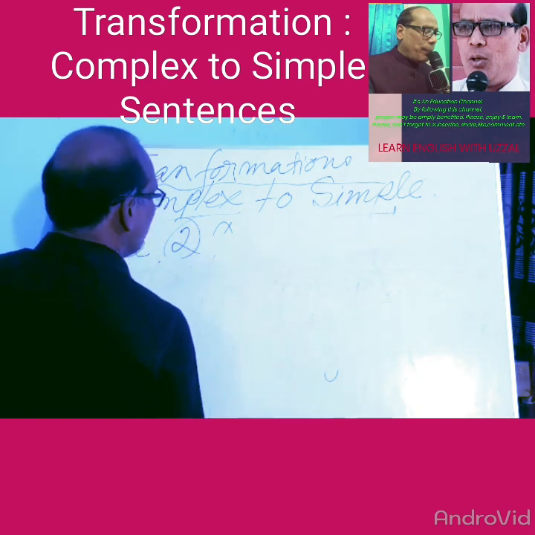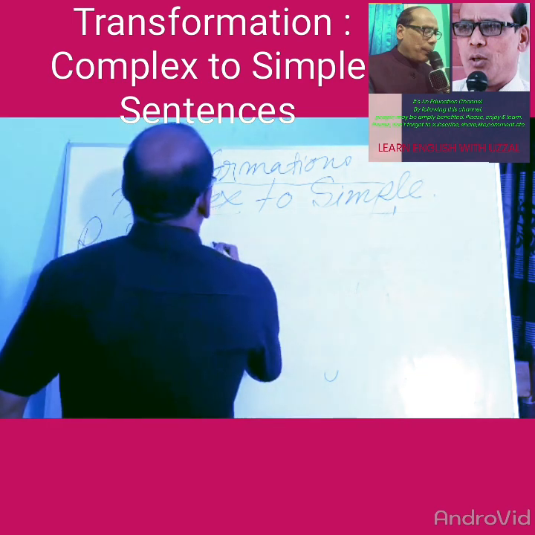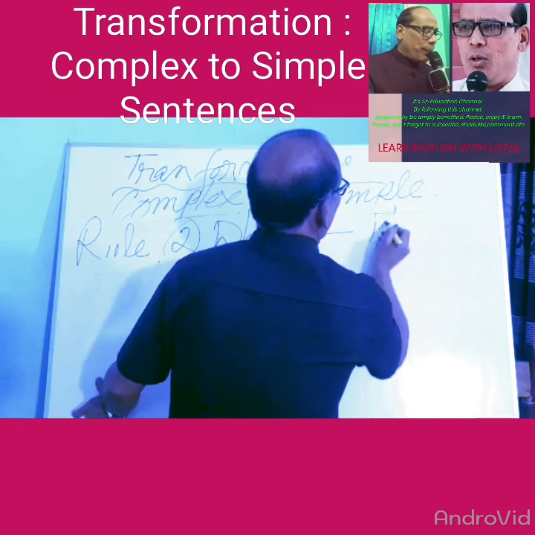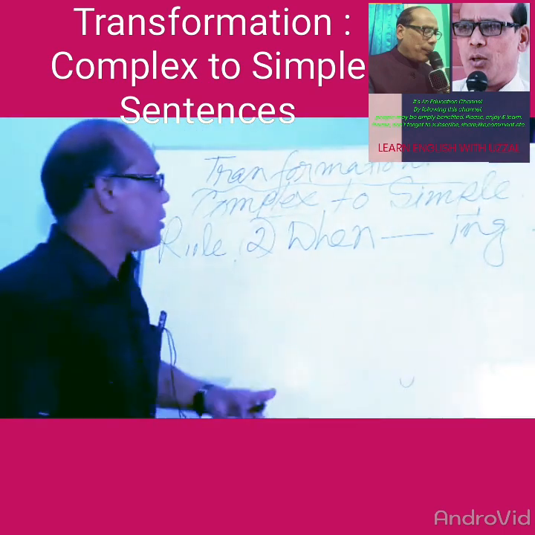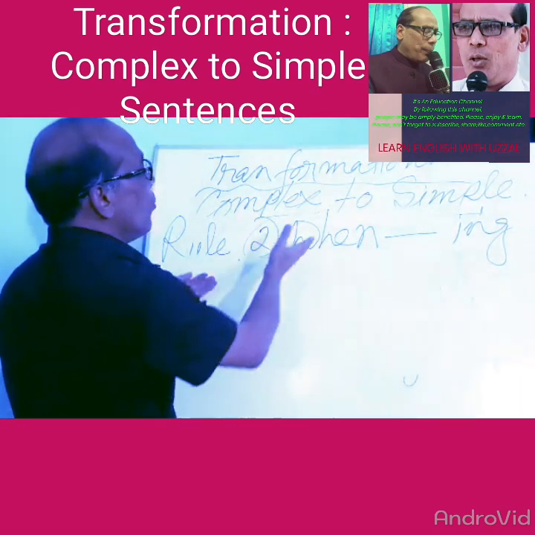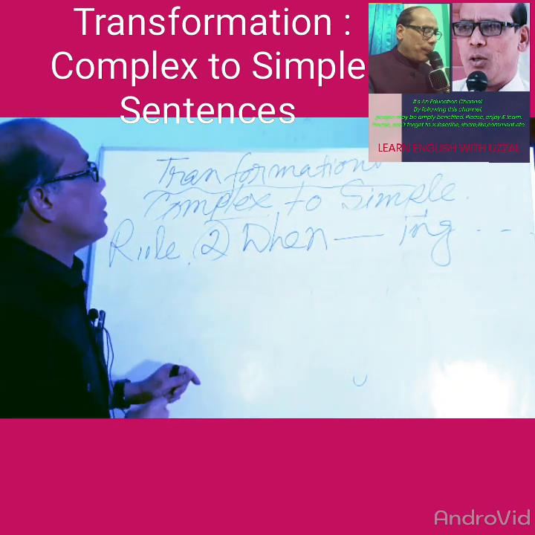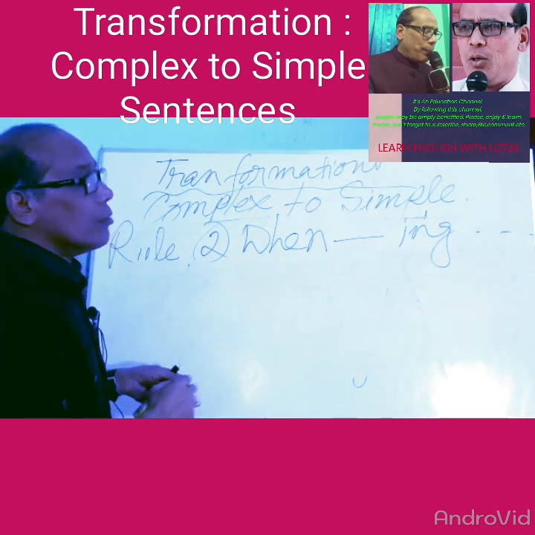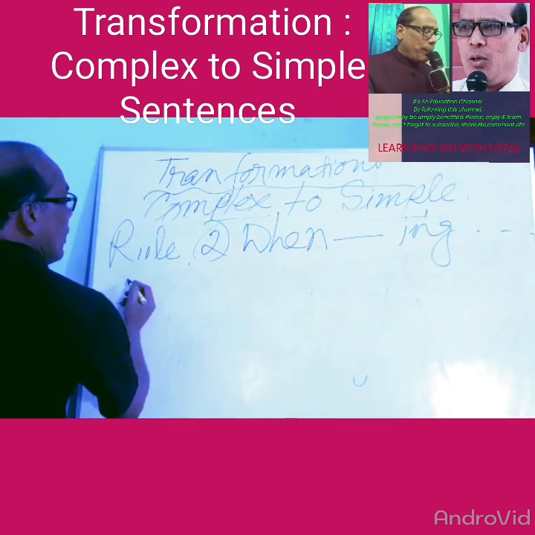Rule 2. Now we'll discuss "when", also with "ing". I would like to make the rule easier, so I am following the easy rule. When a complex sentence is composed of two clauses joined by the conjunction "when", we will also use the ing form. Let me show you the example.